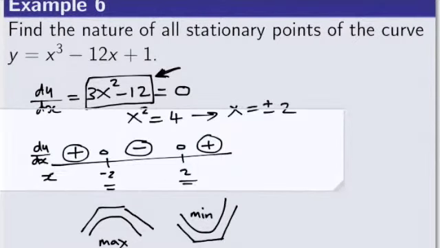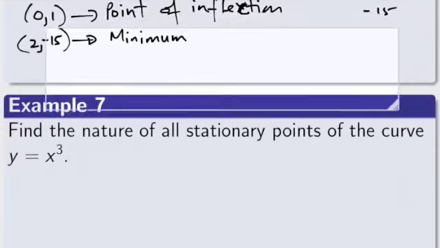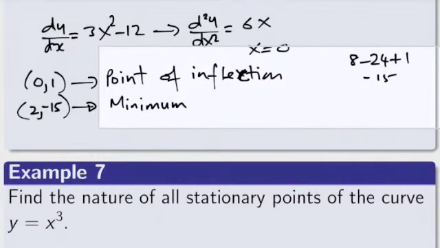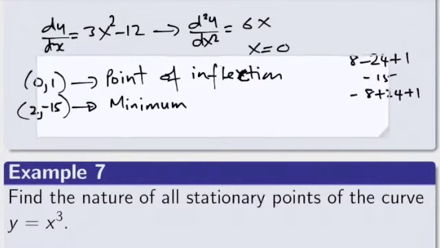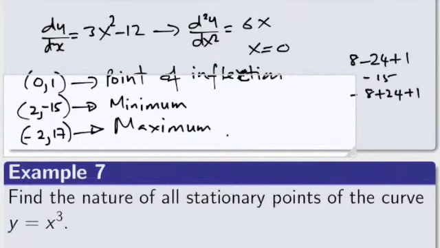And when x equals minus 2, we have minus 8 plus 24 plus 1. So that will be 17. The y value will be 17 at minus 2. And (minus 2, 17) is a maximum, a local maximum.